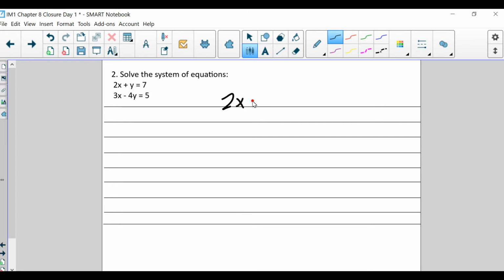What we see, it's similar to the problem before. The only thing is that there's no real context for the question. All I want to see is, can you solve it? And what do you notice? Well, first of all, I noticed there's a 2x and a 3x. That's not going to be very easy to eliminate, but y and negative 4y is going to be kind of easy to eliminate because one of them's already negative.